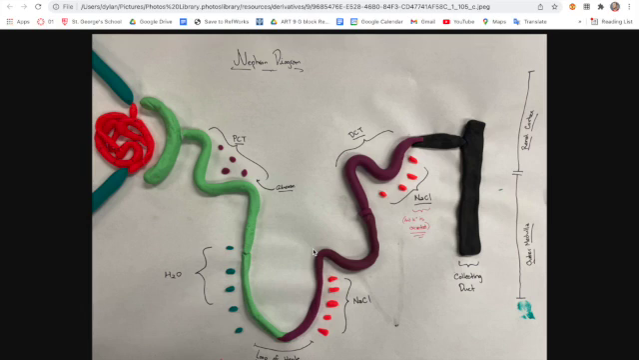Unlike the ascending loop of Henle, the descending loop is permeable to water and non-permeable to ions. Within the descending loop of Henle, water is reabsorbed for the second time after the PCT, as the descending loop is semi-permeable to water due to the presence of aquaporins. Subsequently, this allows for the passive transport of water to be passed through the descending loop of Henle to the peritubular capillaries.